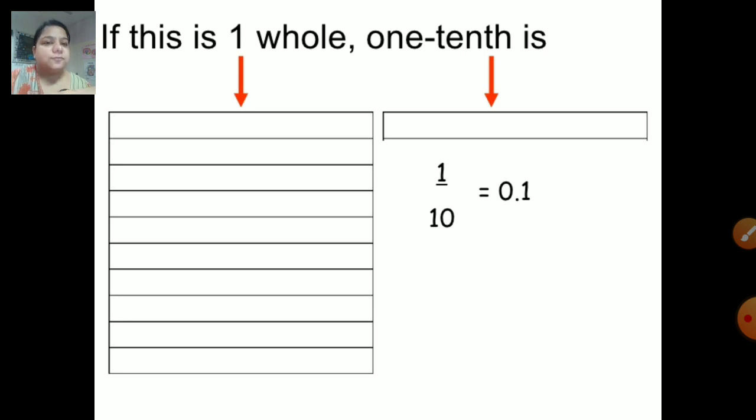0.1. So after the decimal, the first place is the tenths place. So we were having 1/10, so we will write it as 0.1. Okay.